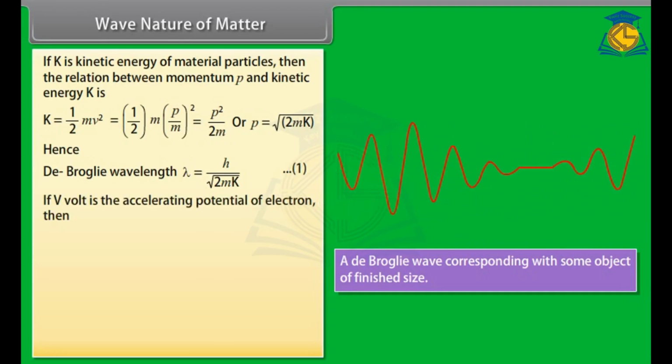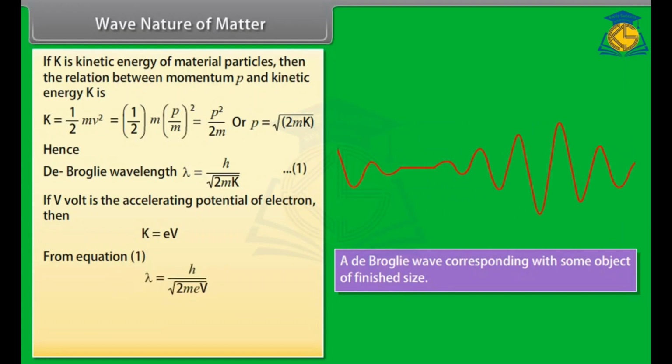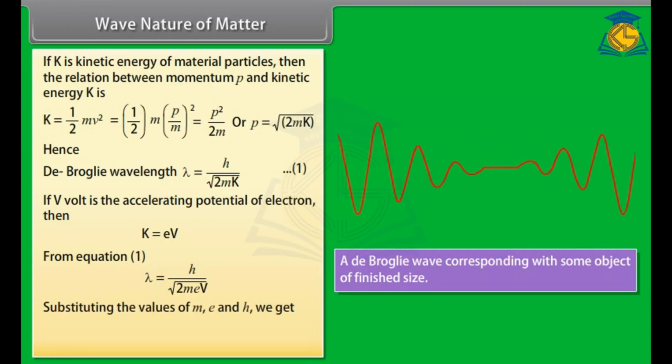If V volt is the accelerating potential of an electron, then K = eV. From equation 1, λ = h/√(2meV). Substituting the values of m, e and h, we get λ as 12.27/√V angstrom.